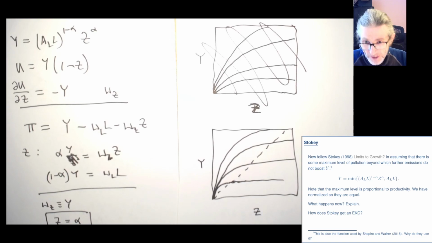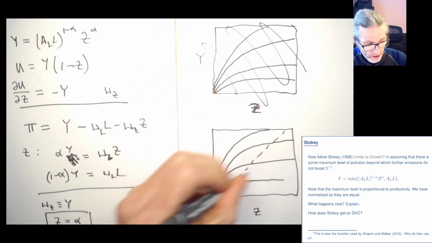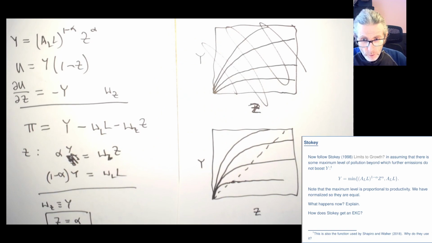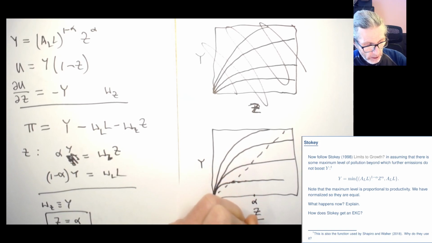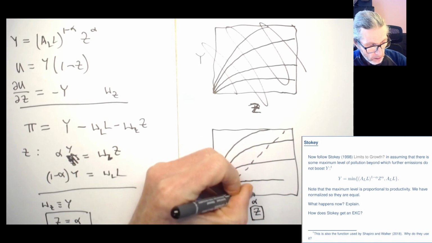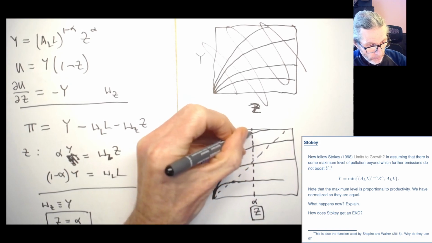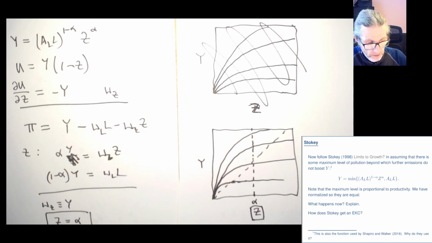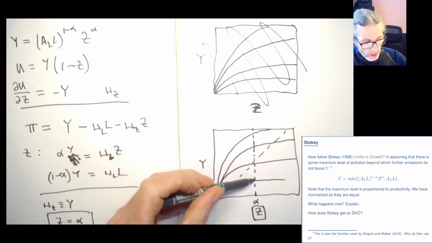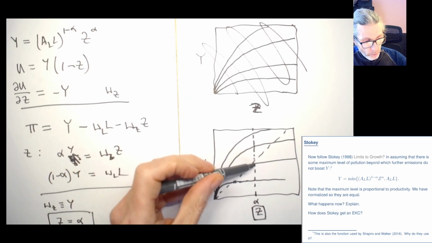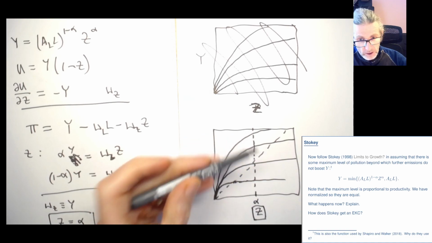Okay, I paused because I realized my first picture wasn't great, so I scrubbed that and I've redrawn it like this. Now, what our calculations just showed us was, if we just had Y as AL to the 1 minus alpha, Z to the alpha, we would always choose the same amount of pollution, alpha, in the optimum, if pollution was optimally priced. So as AL increases, here AL is low, Y is low, but polluting emissions are alpha. AL doubles, Y doubles, pollution emissions stay at alpha, and so on.